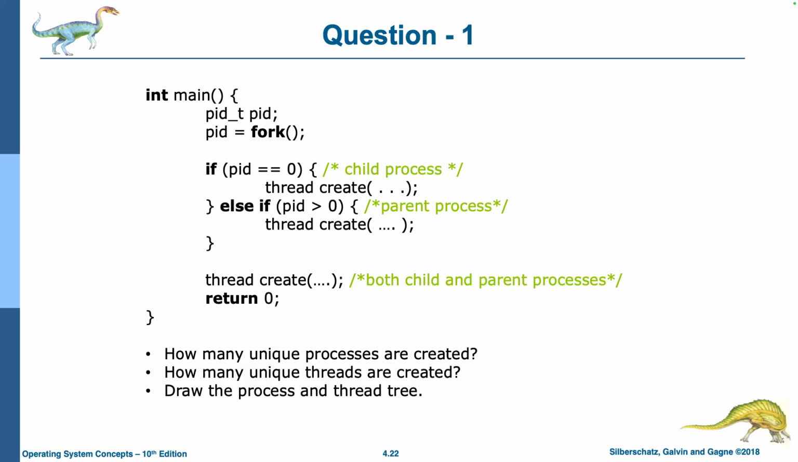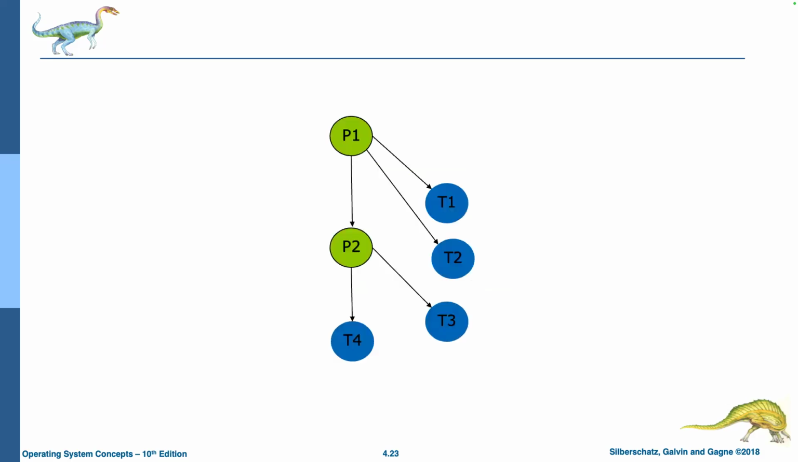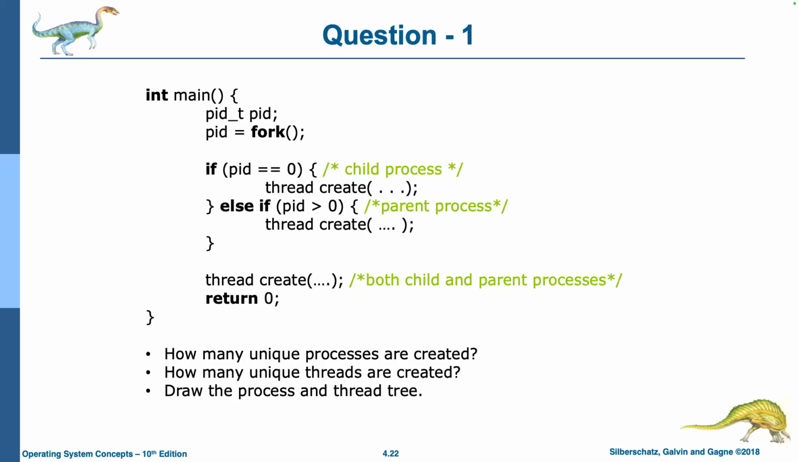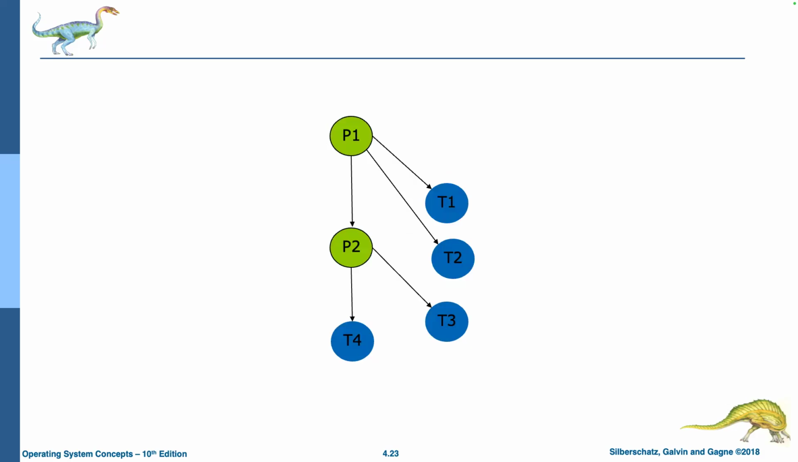Let's draw the process tree. A process and thread tree is better. Let's see the tree. So P1 will create a T1. This is the parent, and this is the child process. And P2 will create T3. After that, the parent and the child will run the same code to create another thread, so there should be two more, T2 and T4.